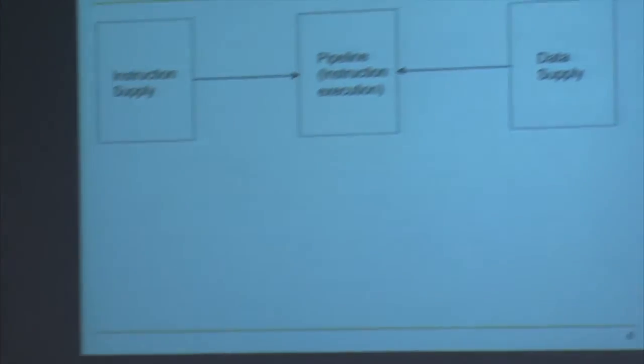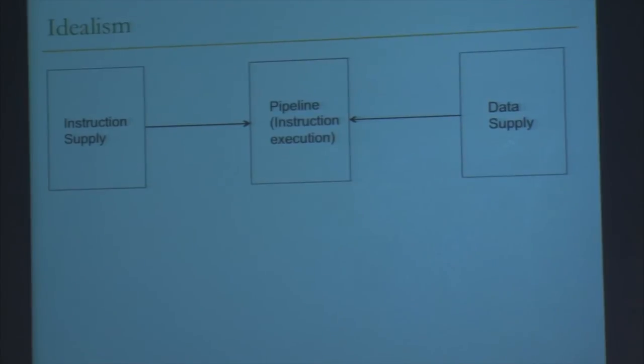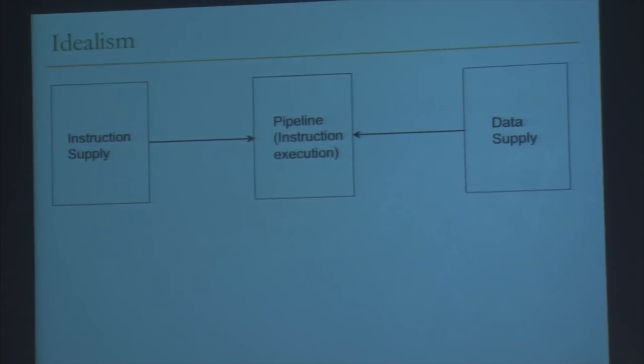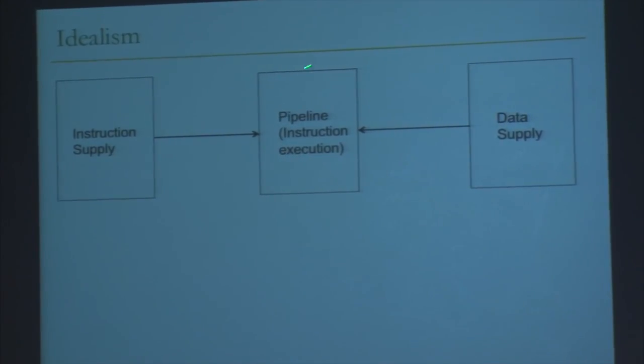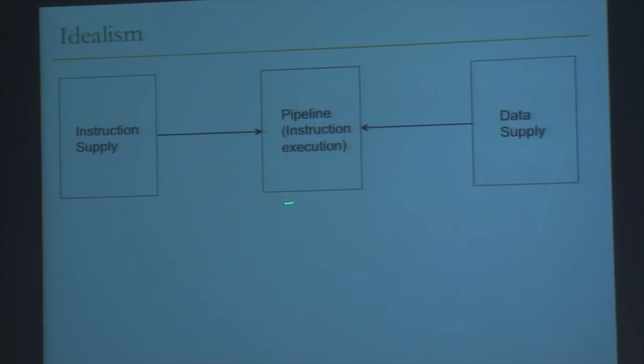I showed you before computation, communication, and storage. This is kind of looking at the computation part in the pipeline. You have a pipeline, basically where you execute instructions, instruction cycle happens, processing cycle happens. And you need to feed instructions to it, and you need to feed data to it. This is kind of the storage and memory part of it. And you would like all of these to be ideal.